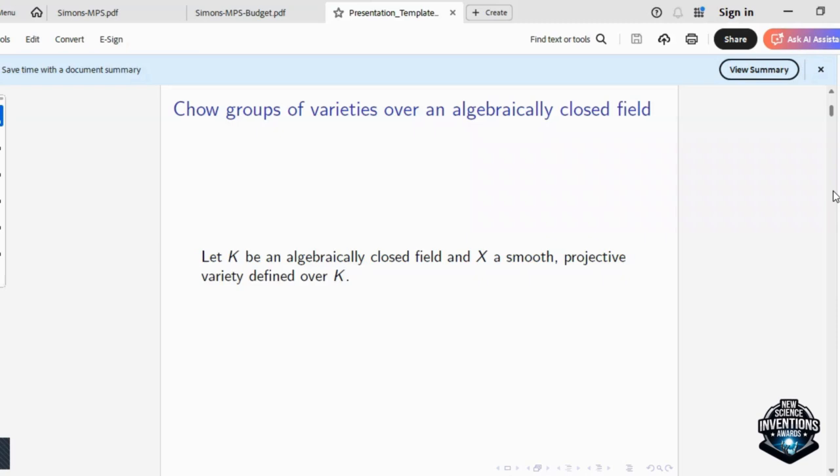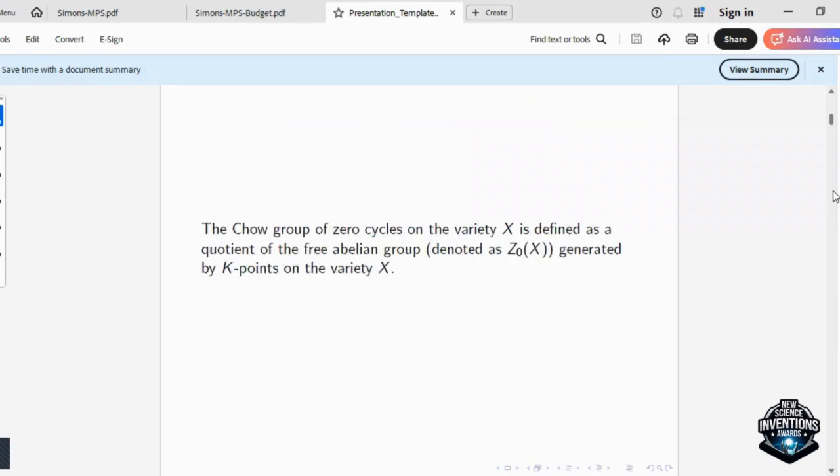And X is a smooth projective variety defined over k. It means that X is defined by some homogeneous polynomials, embedded into some projective space. The Chow group of zero cycles on a smooth projective variety X is defined as the quotient of the free abelian group, denoted by Z0(X), generated by the k-points on the variety X.